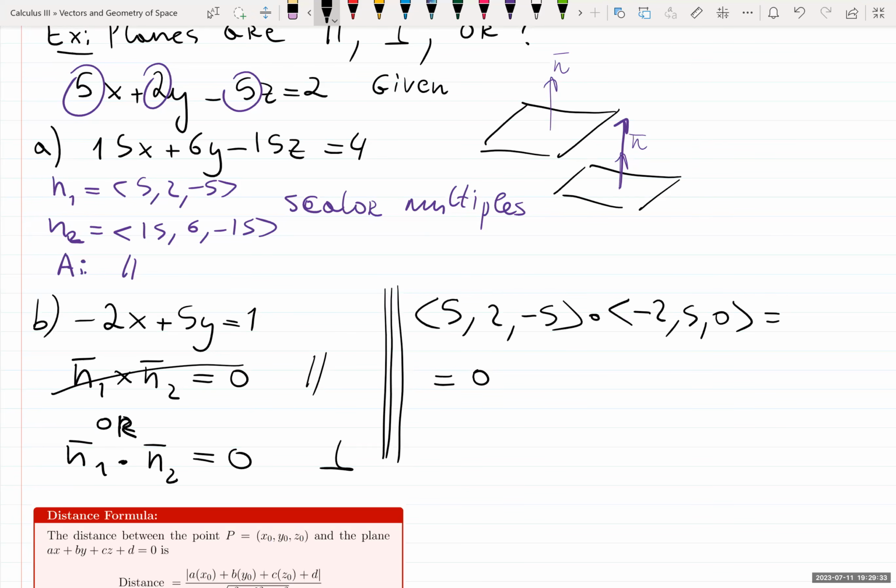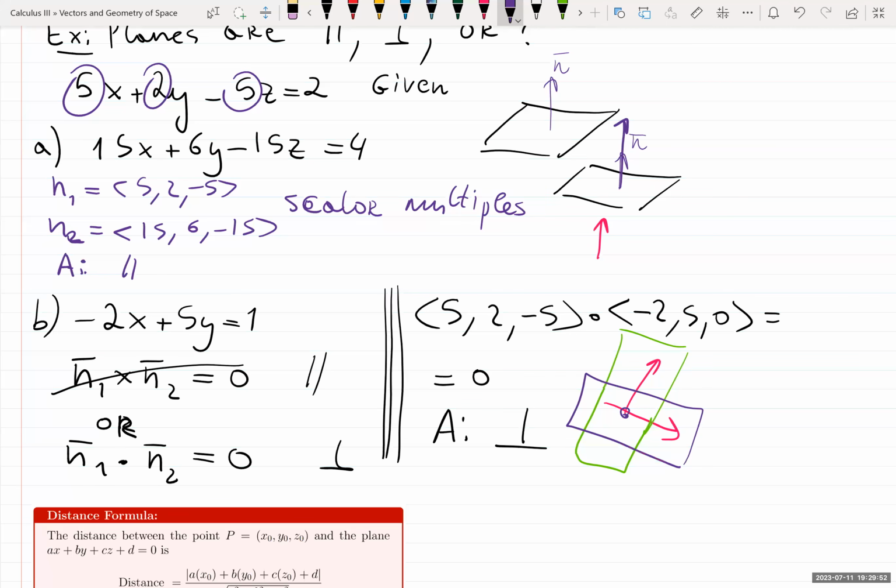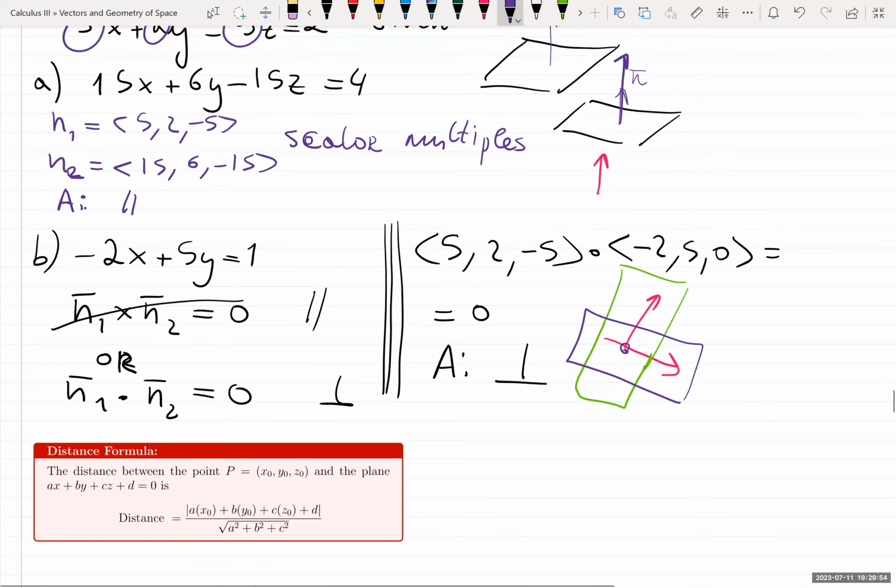So the answer is perpendicular. That is because if one n is perpendicular to another n, then the plane of the first is perpendicular to the plane of the second, and so on. And then if you cannot find any of these, then probably it's neither orthogonal nor parallel.